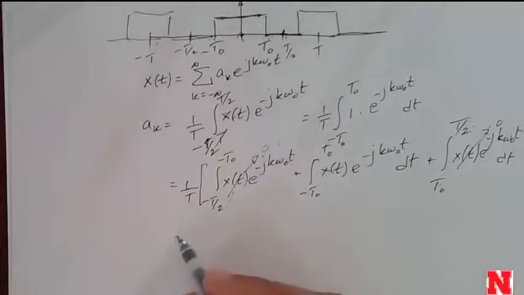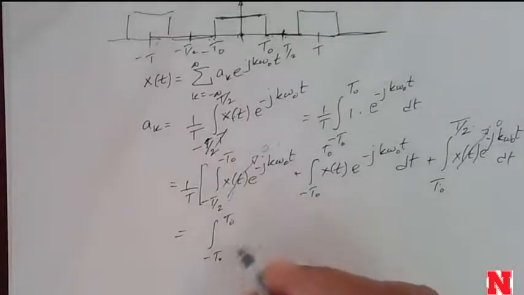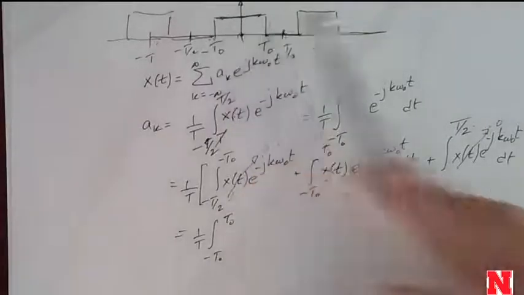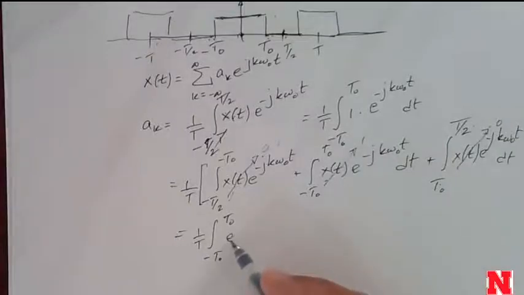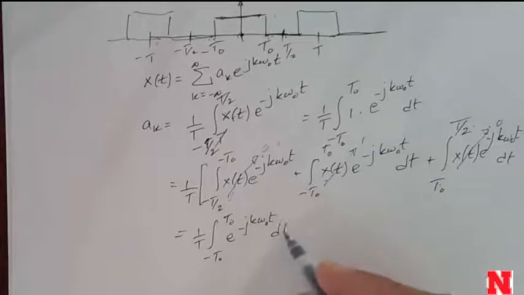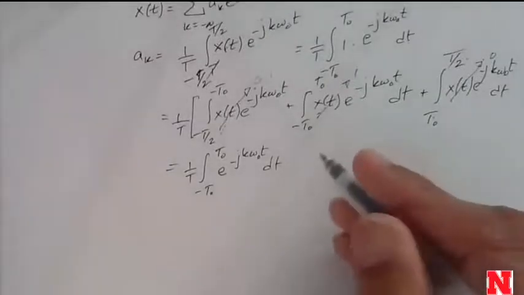And I'm left with just this middle integral, which is the integral from minus t0 to t0. And in this interval, I still have the 1 over T out here. In this interval, x of t is just equal to 1. So in here, x of t is 1. So this becomes just e to the minus j k omega naught t dt. Right? And after this is just a bunch of math. So let's do the bunch of math.